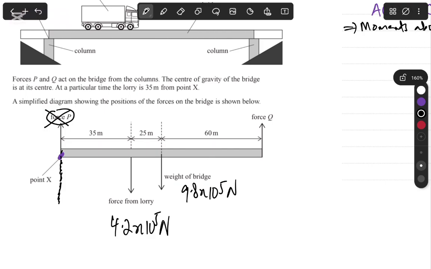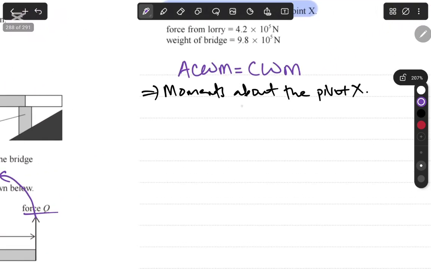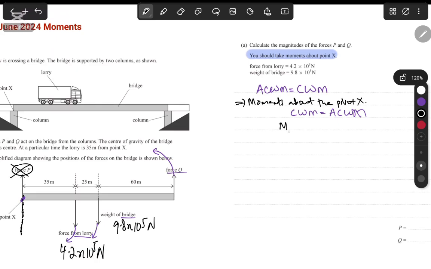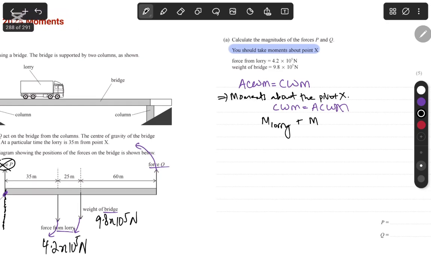The next point. We have three forces here, and each of them has a moment. Moment due to the lorry, moment due to the bridge, moment due to force Q. So we can see these two moments are going to be clockwise, and this is going to be the anti-clockwise. So I can write clockwise moment is equal to anti-clockwise moment, and then I can write the moment due to the lorry plus the moment, it should actually be T because we say torque in physics, but it's fine, plus bridge should be equal to the moment due to the force Q.